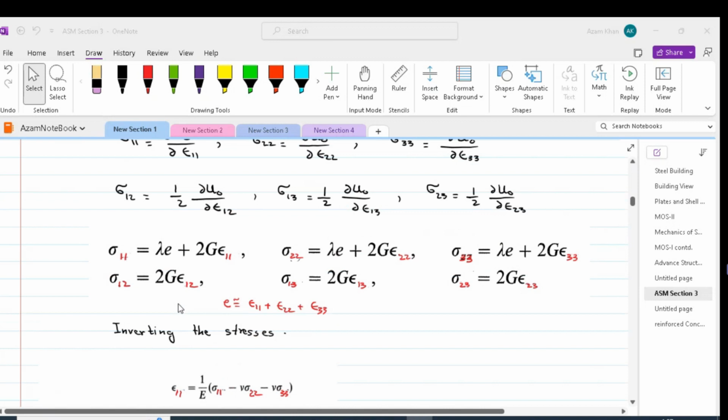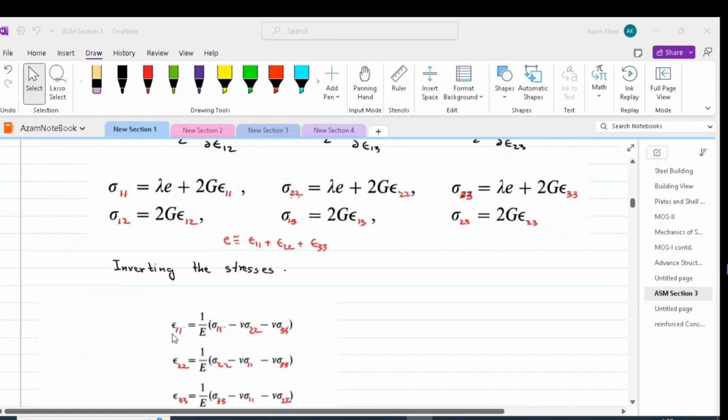Please note that in the case of constitutive equations, we have got stresses appearing on one side and strains appearing on another side. If we are trying to invert the stresses and work out our strains, we have to make sure that again, on the left hand side, we have got the strains appearing, and on the right hand side, we have the stresses. If we assume the first equation and think about how we get it in terms of stresses, what we have to do is in the stress equation, we plug the value of E, which is epsilon 1 1 plus epsilon 2 2 plus epsilon 3 3.